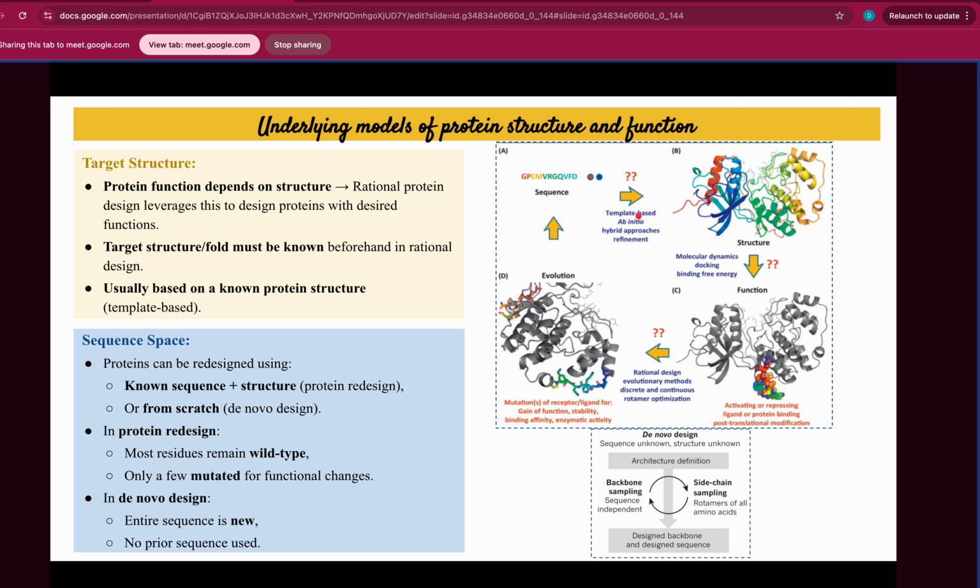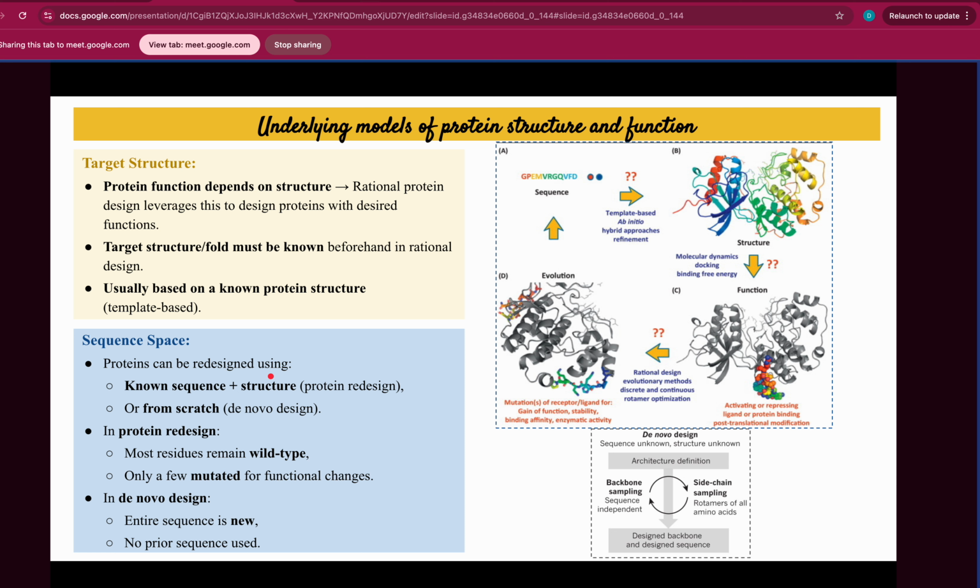So template is the sequence which is already available in our database or in our set of information, and now the query with which we are working, so we are just aligning the template with the query so that we can get the desired properties in our query as that of the template based structure. And now sequence space. So sequence space means the amino acids which are present in the protein.